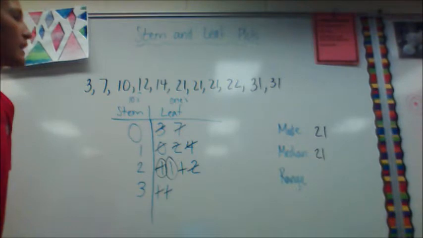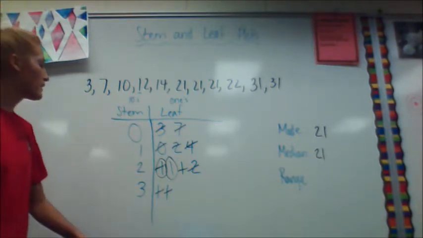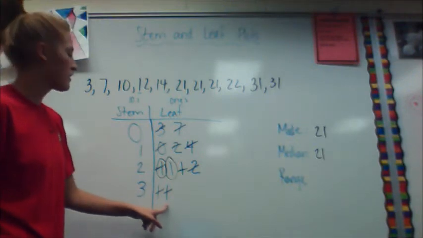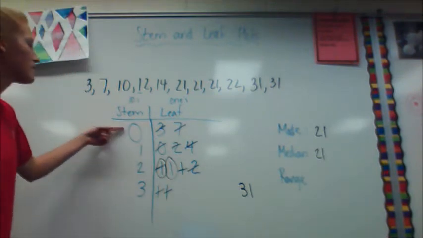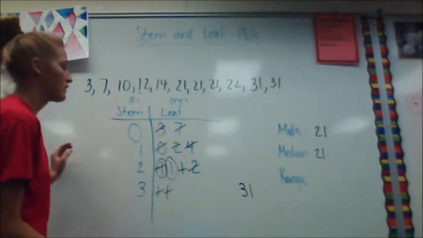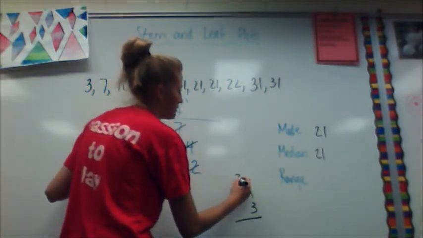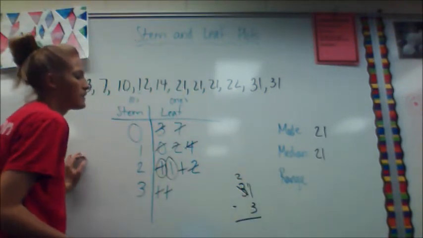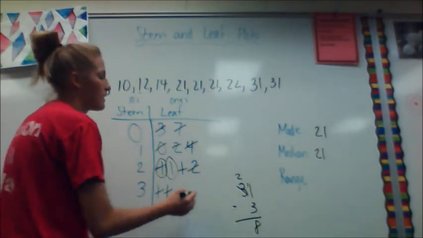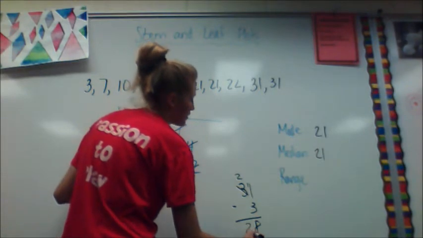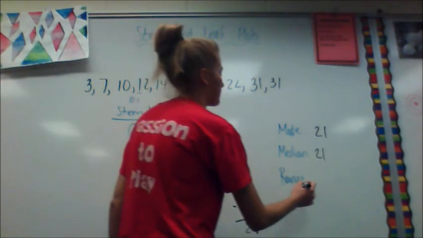And the last one is range, which remember was the biggest minus the smallest. So my biggest number is going to be towards the bottom of the chart, which is 31. My smallest number is going to be towards the top, which is 3. So I would do 31 minus 3. I'm going to have to borrow. 11 minus 3 would give me 8. And then 2 minus nothing would be 2. So your answer would then be 28 for the range.